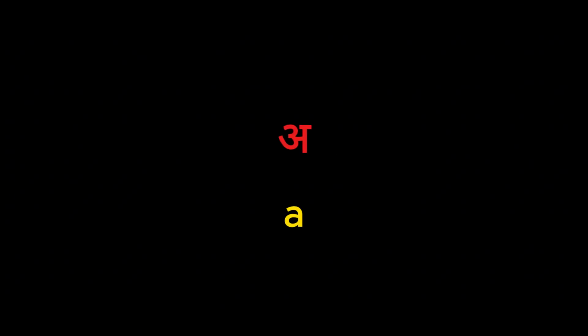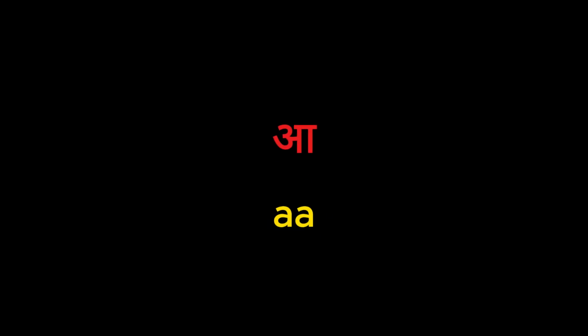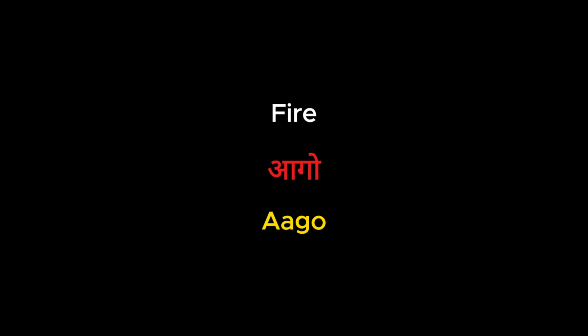First is a. A. The example word in Nepali is anar. Anar, which means pomegranate in English. Next is a. A. The example word is ago. Ago, which means fire. Next is e. E. The example word is ita. Ita, which means brick. Next is e.